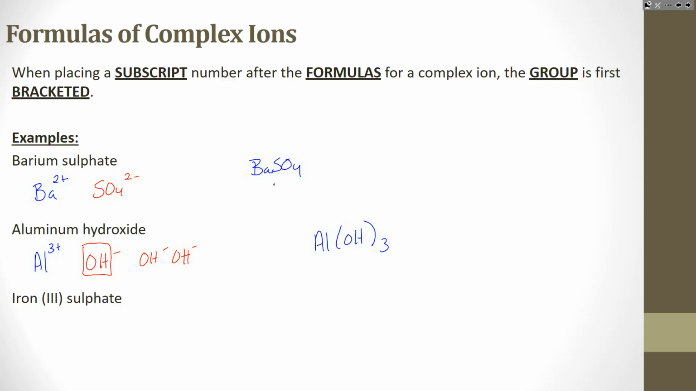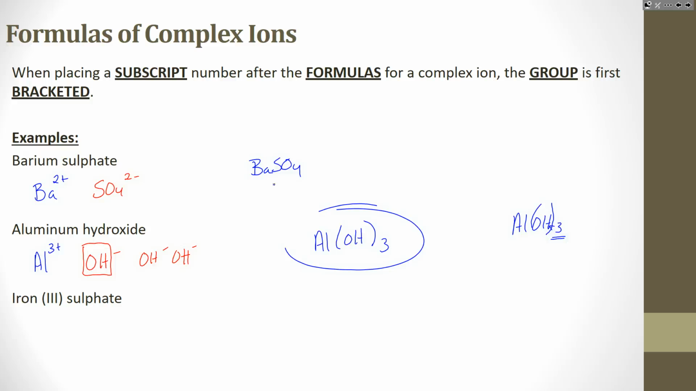Now I have 3 OHs, because if I didn't put brackets, it would look like this. And right now, that 3 is only applying to the hydrogen. So we want 3 OHs, so we have to do it like so.